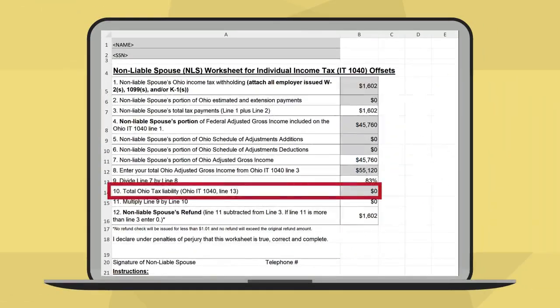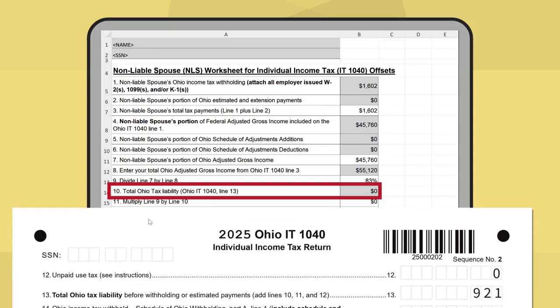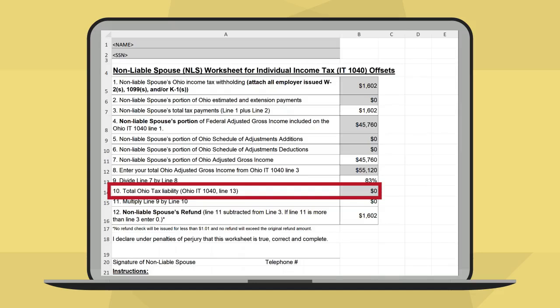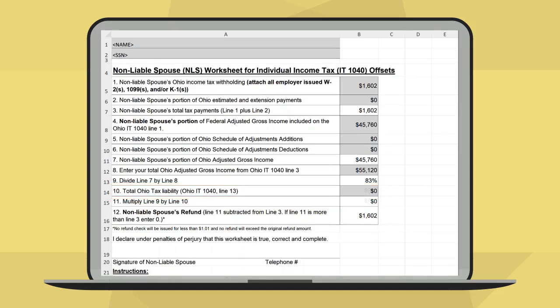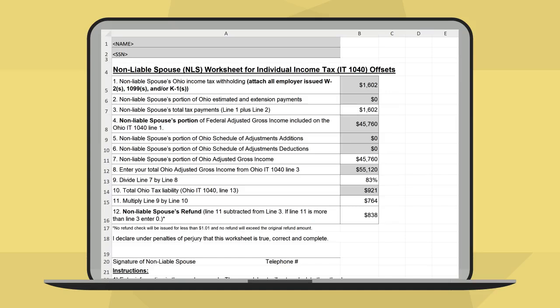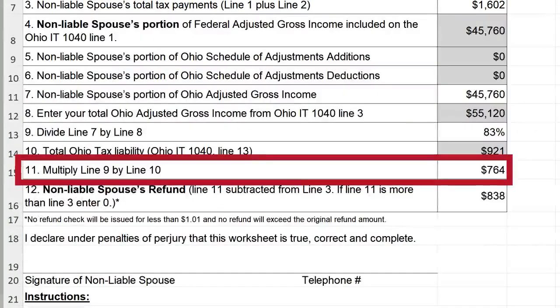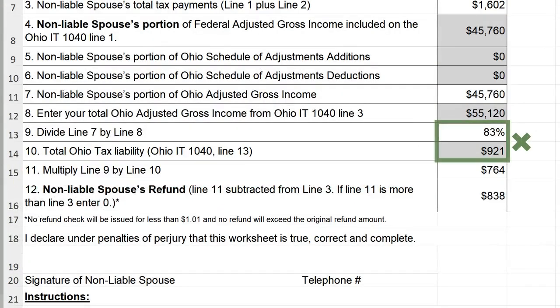Now let's look at line 10. This is the total Ohio tax liability. Just enter the amount exactly as it appears on line 13 of your Ohio IT 1040. For our example today, we will add in $921 from line 13 on the IT 1040, which looks like this. Moving to line 11, multiply line 9 by line 10 of this worksheet. If you are using the electronic worksheet on our website, this amount will be calculated for you automatically.